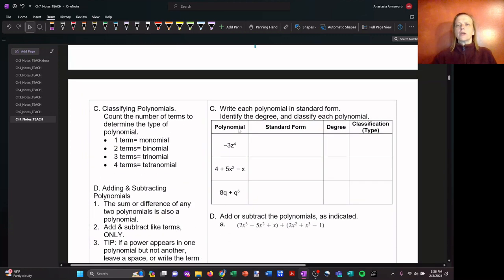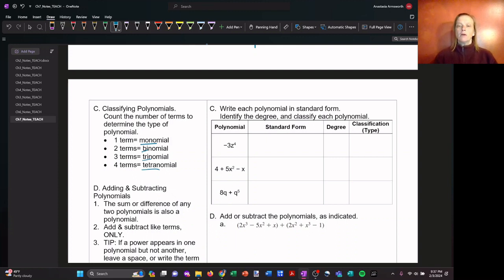So let's look at a few examples, a few problems, and we're going to write them in standard form, determine the degree of the polynomial, and then also classify it using the correct prefix. So if there's just one term, we'll call it a monomial. 2 terms, we'll call it binomial. 3 terms, trinomial. And 4 terms, we'll call it tetranomial.